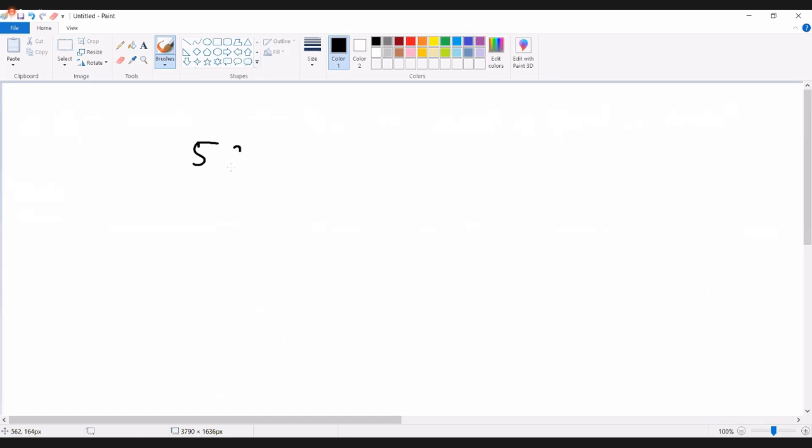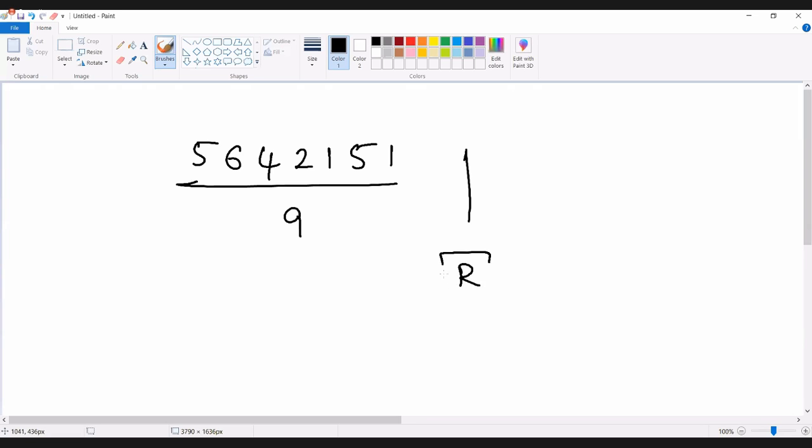So for example, 5, 6, 4, 2, 1, 5, 1. If this number is divided by 9, what is the remainder? Generally, what we studied in school is you can start with the 9 table. So 9 ones are 9, 9 fives are 45, 9 sixes are 54.